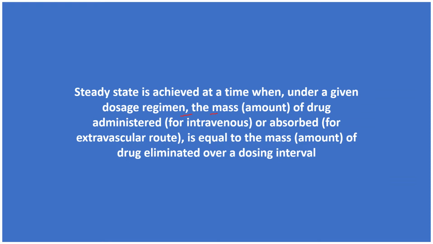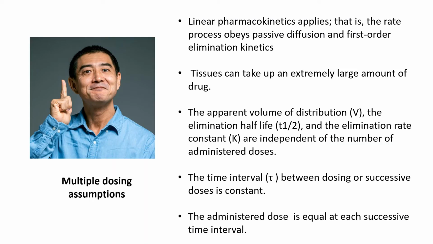Let's recap steady state plasma concentration. Steady state is achieved at a time when, under a given dosage regime, the mass of drug administered or absorbed is equal to the mass of drug eliminated over a dosing interval. That's very important to remember.